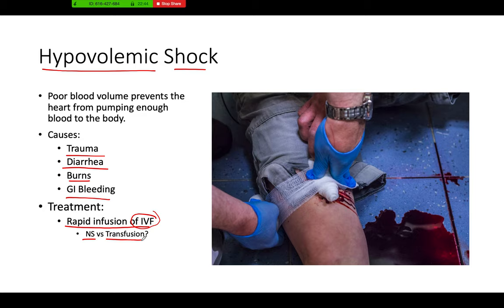And so in the trauma bay, as soon as they come in, we're just going to transfuse saline to try and get the blood pressure up. But saline can't carry oxygen, and so eventually we are going to need to transfuse blood. If that means giving type O negative blood because we don't have time to do a type and screen, that may be the case. But in most cases, we're going to start with a normal saline and then eventually transfuse blood subsequent to that. Okay, great.